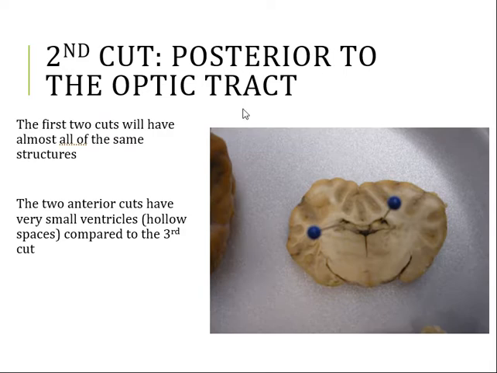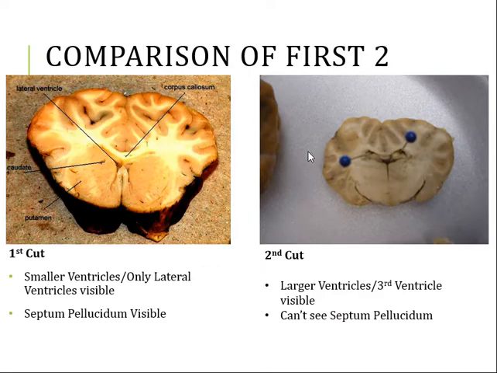And looking at what we'll see in the second cut, which is posterior to the optic tract. So our first two cuts will pretty much have the same structures. The anterior cuts will have very small ventricles compared to the third cut, which you can see here with our blue pin. And this is just comparing our first cut to our second cut. So in our first cut, we have smaller ventricles, or only our lateral ventricles are visible, and the septum pellucidum is visible here, which is this little structure here.